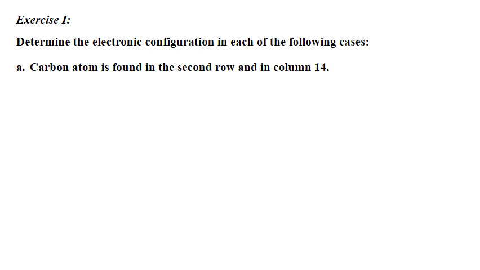Exercise 1. Determine the electronic configuration in each of the following cases. So we have like 6 or 7 cases. In each case, we should determine the electron configuration. Remember, when it says determine, we should explain in detail. We should explain all the necessary steps. If you have a carbon atom which is found in the second row and in column 14, how can we find its electron configuration?